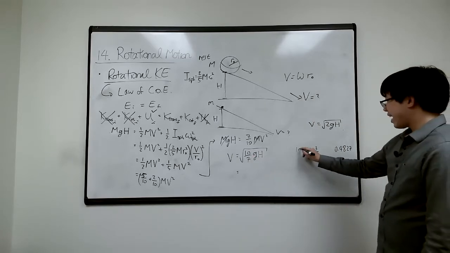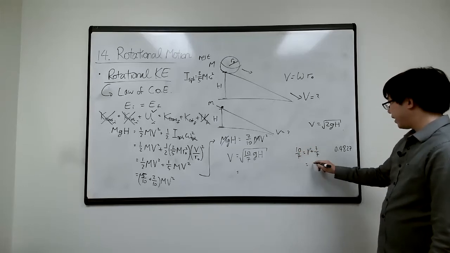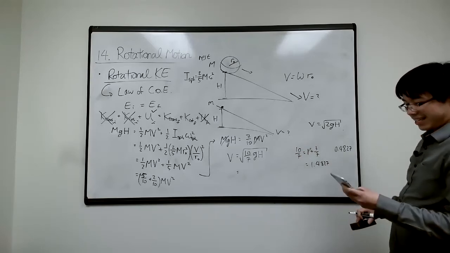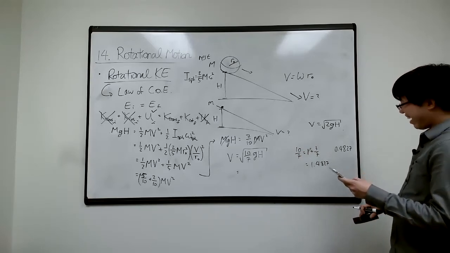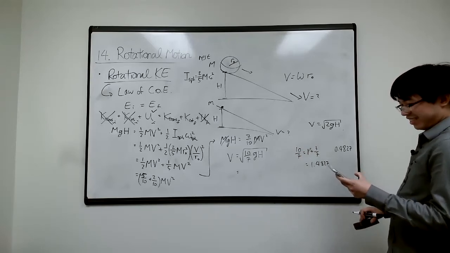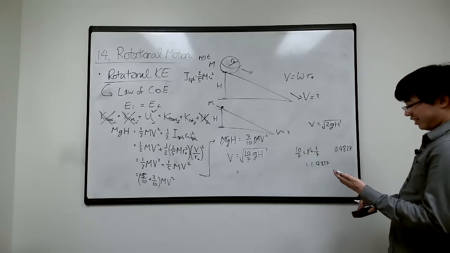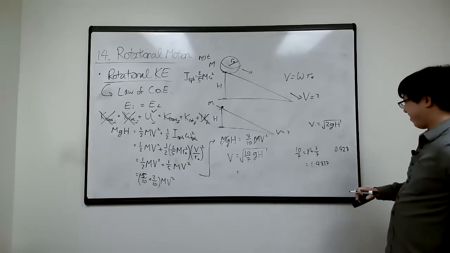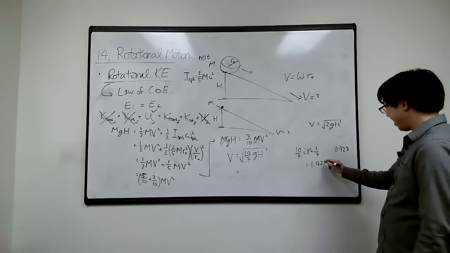So 10/7 should be 1.4827, I believe. We'll just double check that in case I need to correct that later. So yeah, close enough. 2/8. There we go. Just in case. There we go.